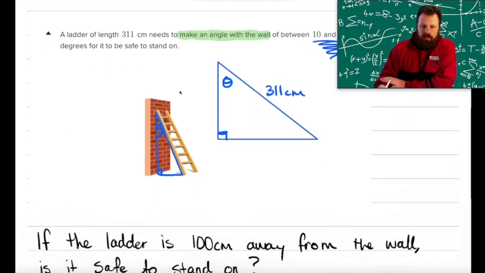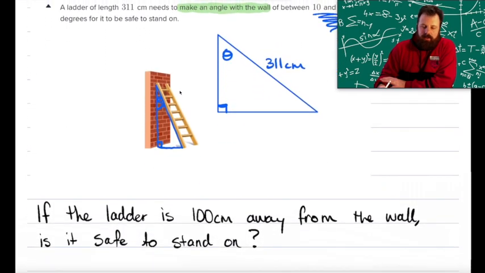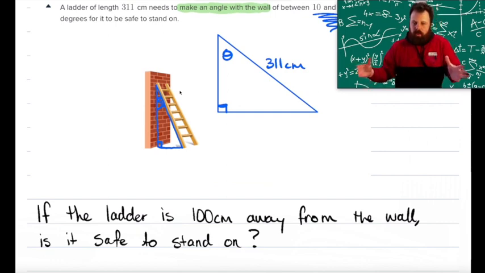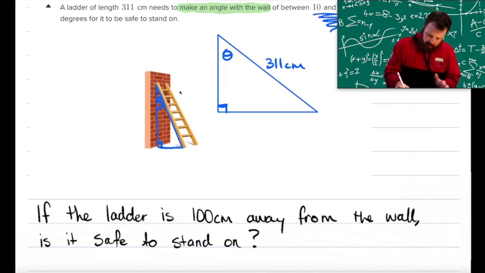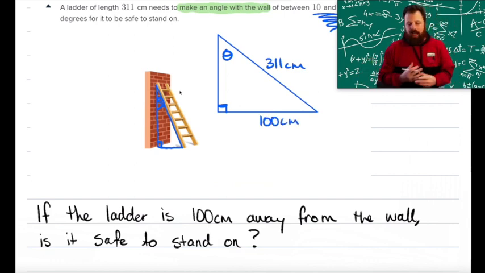Moving on, the question asks, if the ladder is 100 centimeters away from the wall, is it safe to stand on? So away from the wall, we're talking about the base of the ladder. So we're talking about, is this here? If our ladder made that triangle, is it safe to stand on? So what we need to do is we need to find the size of that angle and say yes, it's safe, or no, it's not.